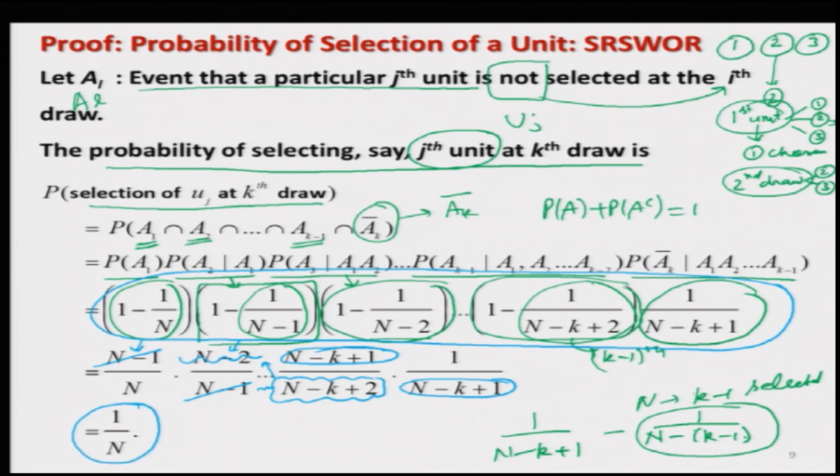So, you can see the probability of selection of the jth unit uj at the kth draw is simply 1 upon capital N. Now, I have not given any particular number to j or k. So, j and k can take any number between 1 to capital N. This means that if you draw any sampling unit by simple random sampling without replacement, the probability of selection of a unit will still remain 1 upon capital N.